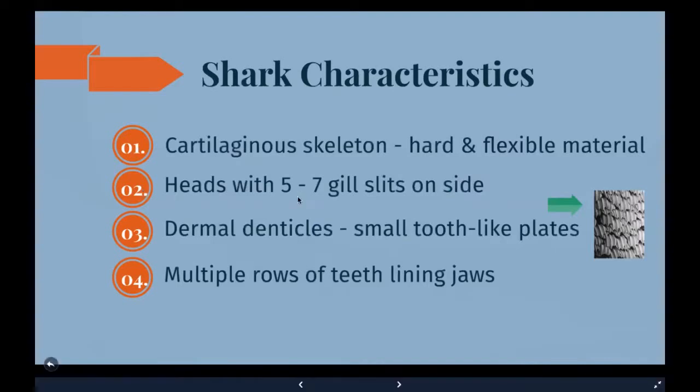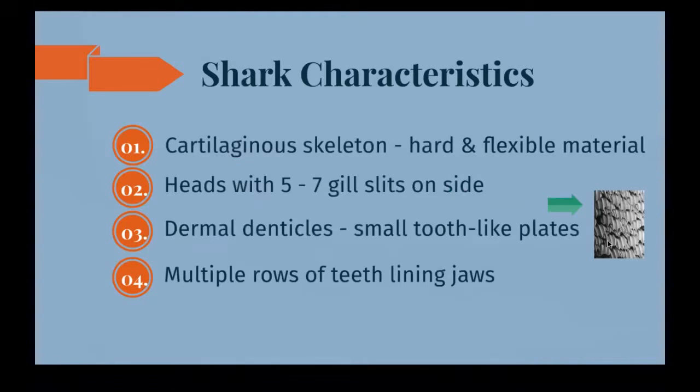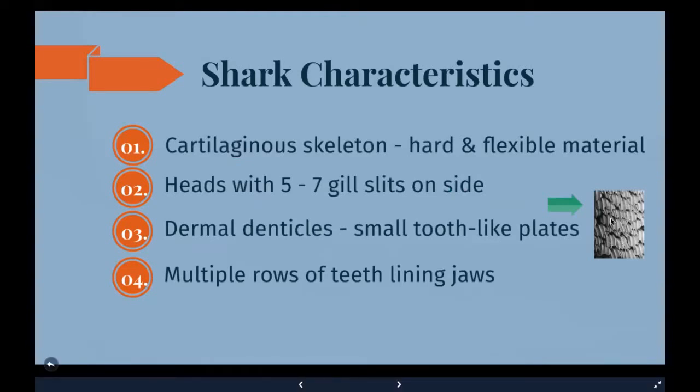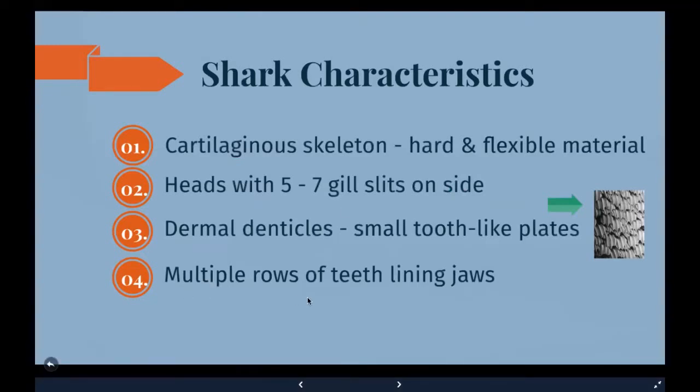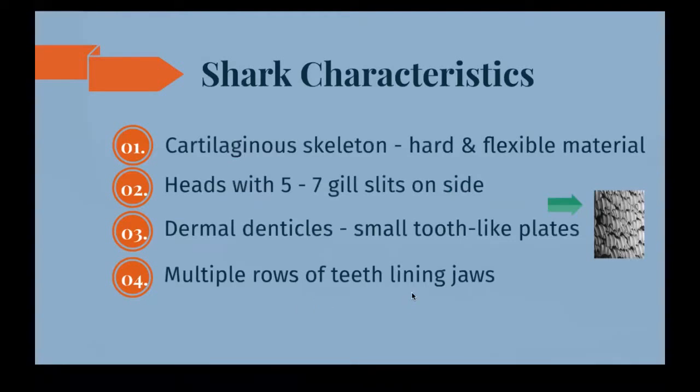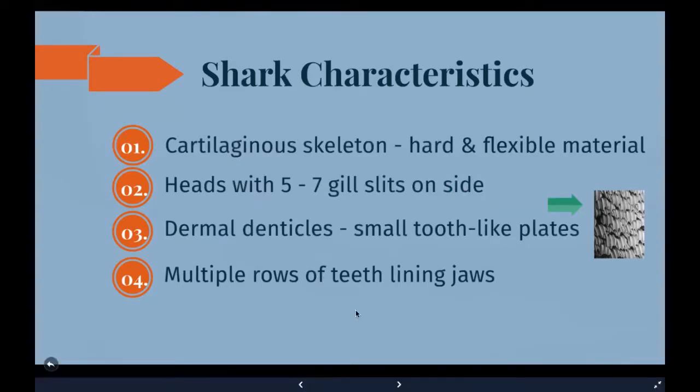Their heads have 5 to 7 gill slits on both sides. They have what's called dermal denticles that make up their skin. These are small tooth-like plates. You can see the image here. It looks like overlapping roof tiles. They're not roof tiles, obviously, but this aids them in swimming swiftly through the water. They have multiple rows of teeth lining their jaws, and if they lose a tooth or a row of teeth during, say, a big hunt, they will regrow those teeth. Pretty amazing.